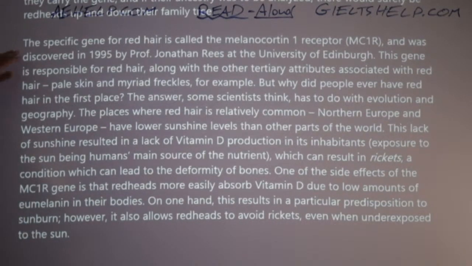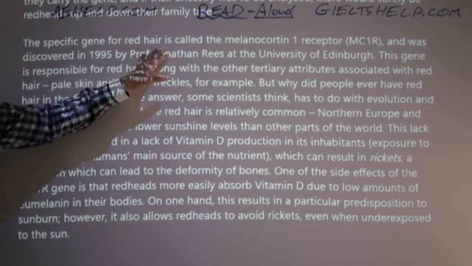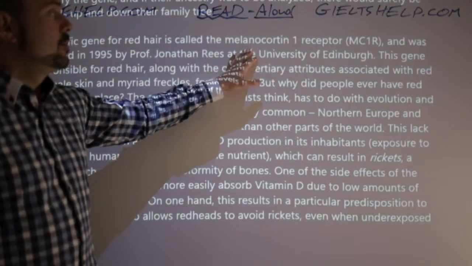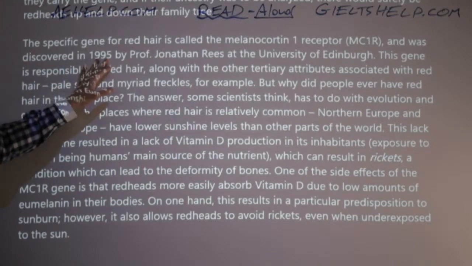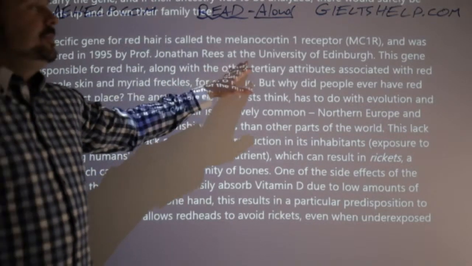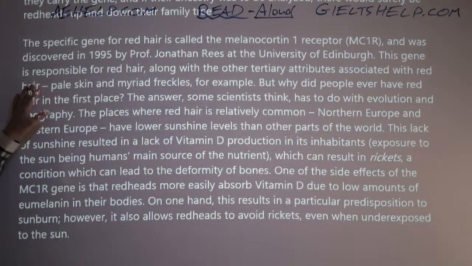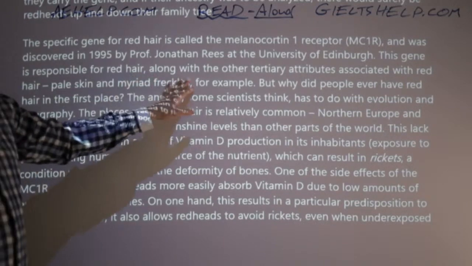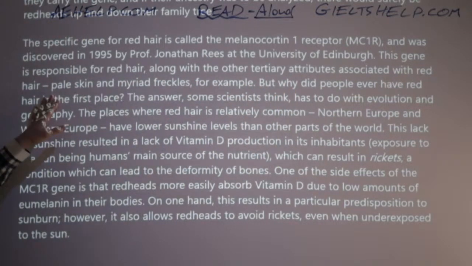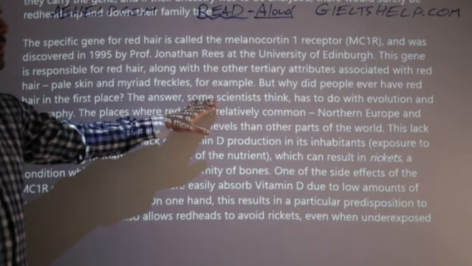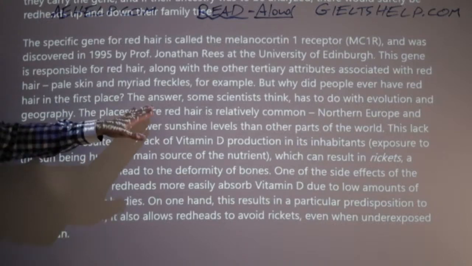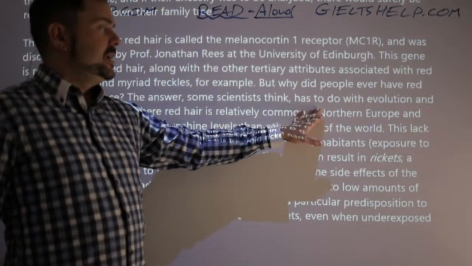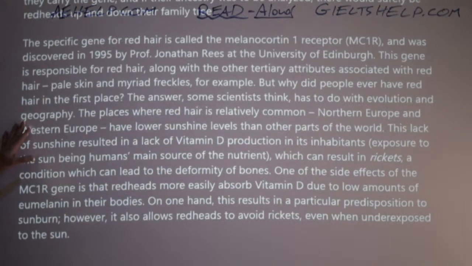Again, read with me. So the specific gene for red hair is called the melanocortin-1 receptor, MC1R, and was discovered in 1995 by Professor Jonathan Rees at the University of Edinburgh. This gene is responsible for red hair, along with the other tertiary attributes associated with red hair, pale skin, and myriad freckles, for example. But why did people ever have red hair in the first place? The answer? Some scientists think has to do with evolution and geography.